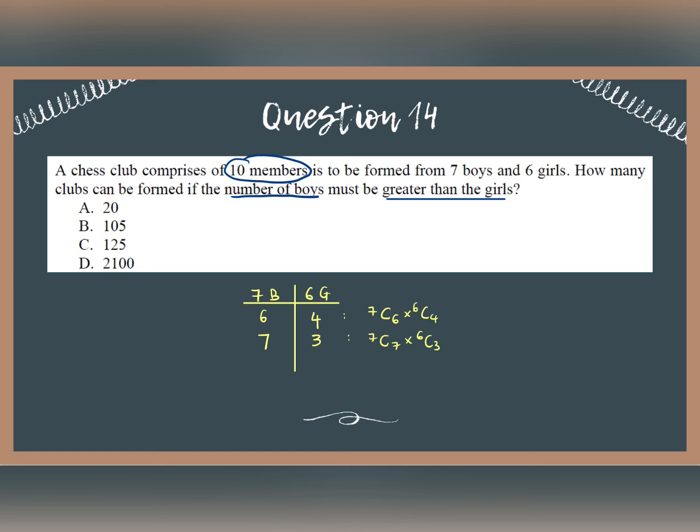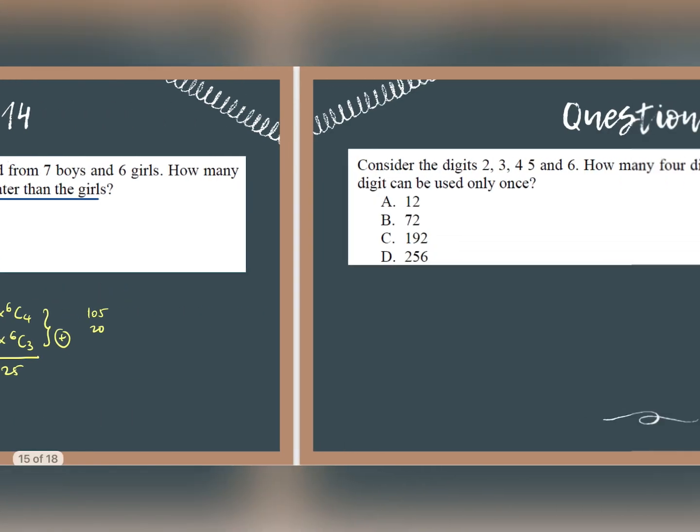Okay, so apa kita nak buat dengan ini dua? Kita akan tambahkan. Okay, so berapa dah ni? 7C6 times 6C4. So here I get 105. And then 7C7 times 6C3. 20. So bila tambahkan kita akan dapat 125. Ada tak jawapan 125? 125 will be C. So the answer is C. Okay.